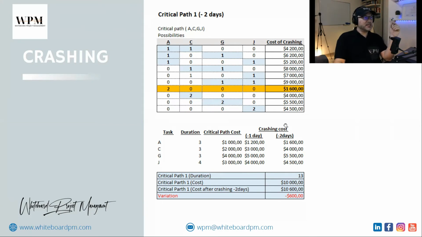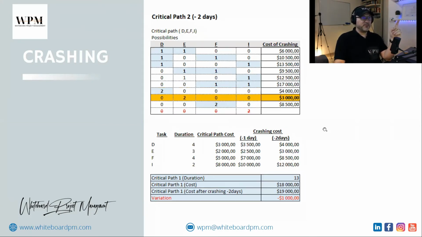So this is the analysis of crashing for critical path 1. Critical path 2, as we mentioned, D, E, F, and I. If we consider the crashing cost for 1 day or 2 days are those amounts, then you have the possibilities again to crash either 1 day from each activity or 2 days per activity. You put the total cost same as before.